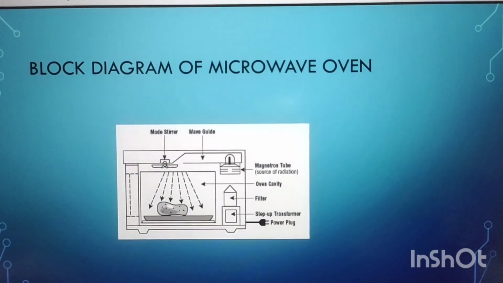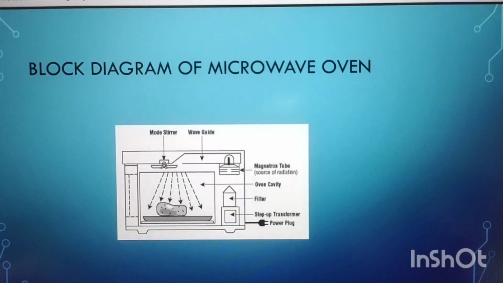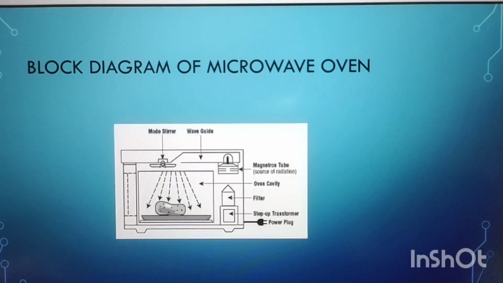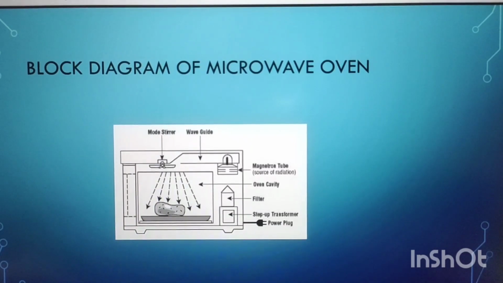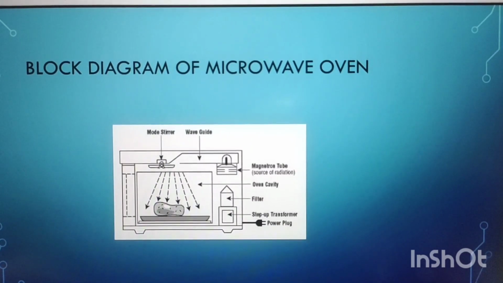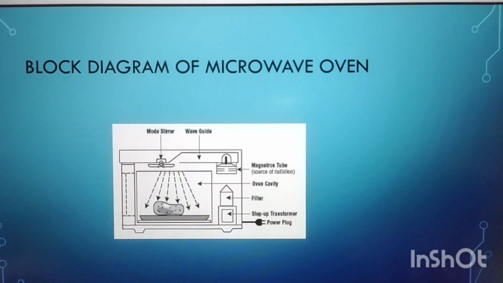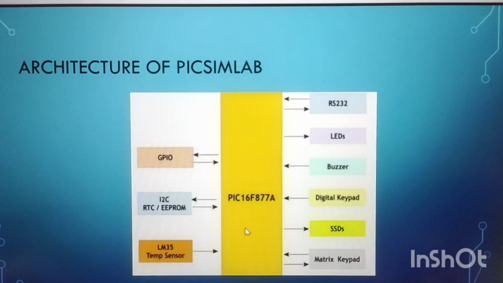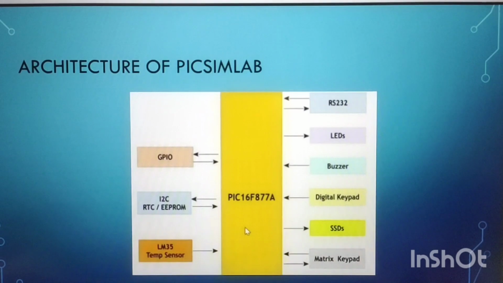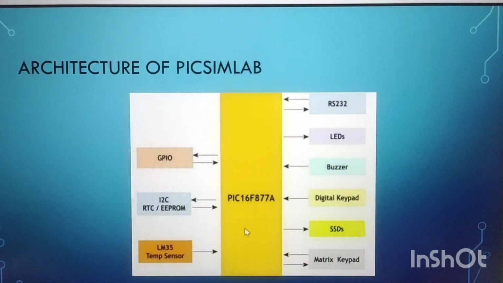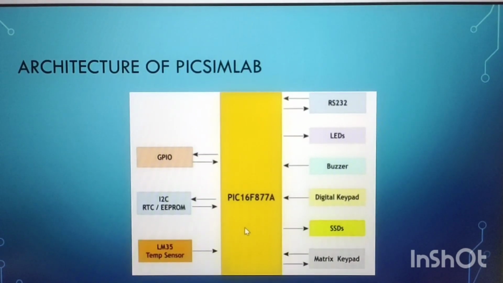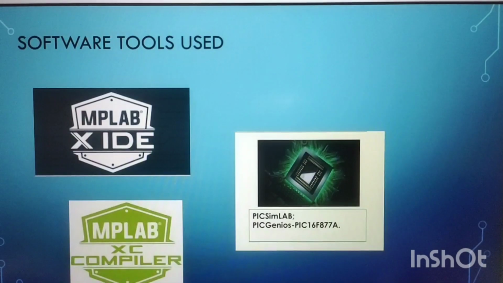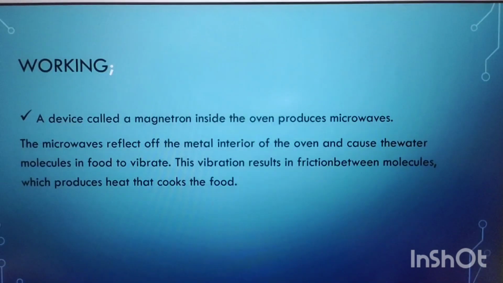It is a physical body, but actually the PiximLab shows how it actually looks like a microwave oven after completion. Now inside, how it will look is shown like this: LEDs, buzzers, digital keypad, seven segment displays, matrix keypad, LM35 temperature sensor, I2C, RTC, EEPROM, GPIO. These are the different parts of PiximLab.